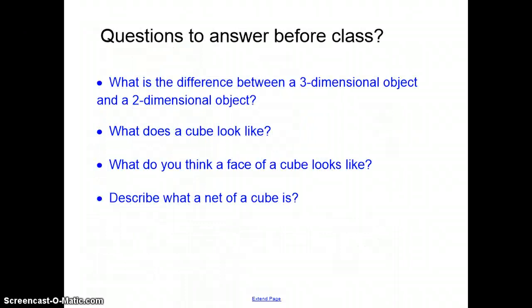Here are some questions I want you to answer. What is the difference between a three-dimensional object and a two-dimensional object? What does a cube look like? And what do you think a face of a cube looks like? Describe what a net of a cube is. We kind of touched on some of those questions, but for the third one, you may have to think about what a face would be of a particular object. So take the time, answer those questions, and have it ready by the time class starts.